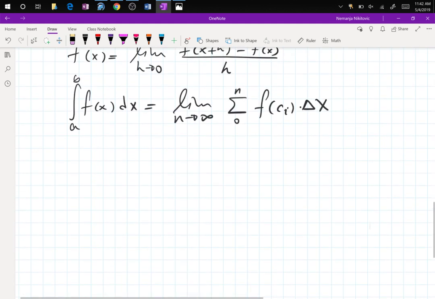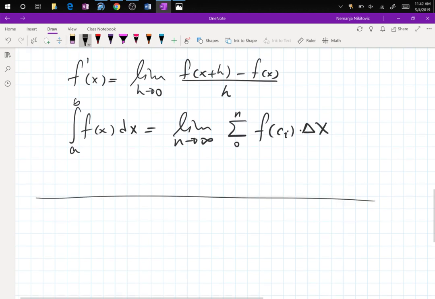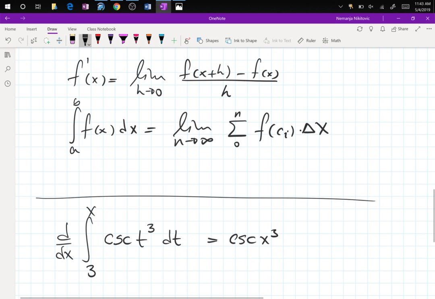So now, what is the derivative of the integral from 3 to x of cosecant t cubed dt? You just get, that's an arrow, cosecant x cubed, and you just move along. That's all it is. It's very simple. Just rewrite the function with x instead of t. Done deal. Bye.